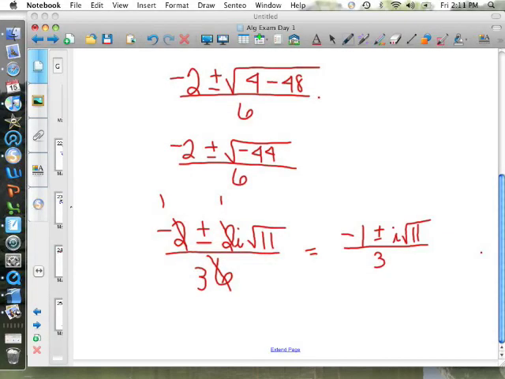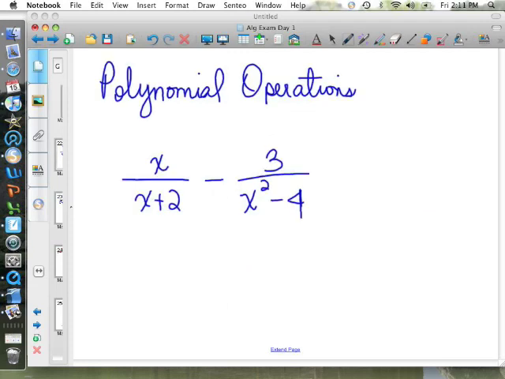by either factoring or using the quadratic formula. Okay, what else are you going to need to know? You're going to need to know how to add, subtract, multiply, and divide polynomial fractions, where they may just look like this and you've got to put them together, or they may be in the form of an equation and you've got to figure out how to solve the equation.